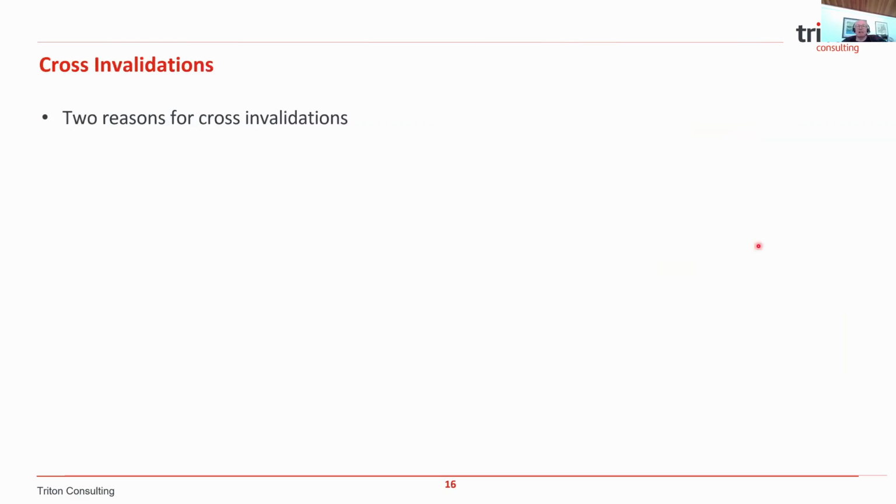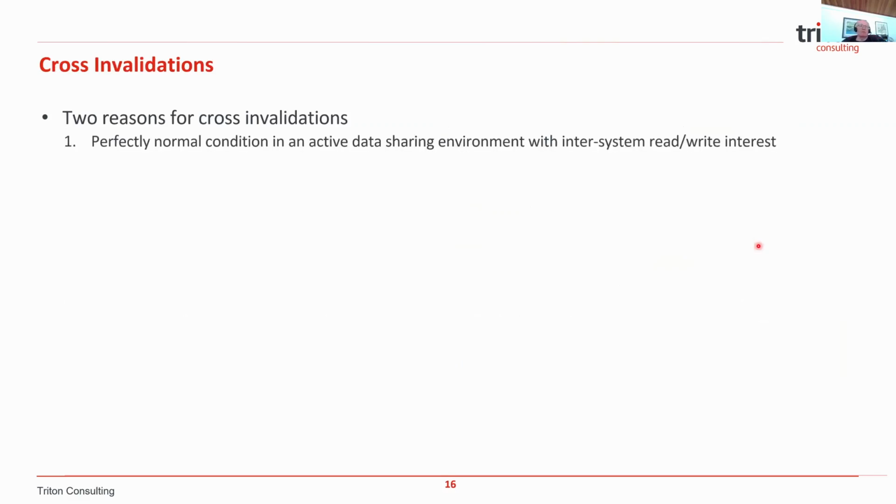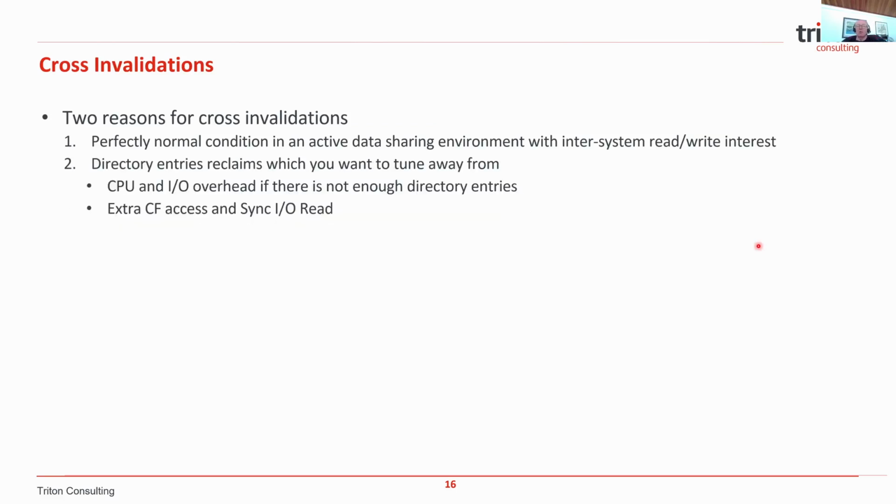So when it comes to cross-invalidations, there are two reasons for them. The first one is perfectly normal. You can't avoid it. It's just part and parcel of having active inter-system read-write interest. But the second one is one that needs to be avoided. This is when there's a shortage of directory entries. In other words, one particular member wants to register a page in the group buffer pool, but there's no available directory entry for it to use.